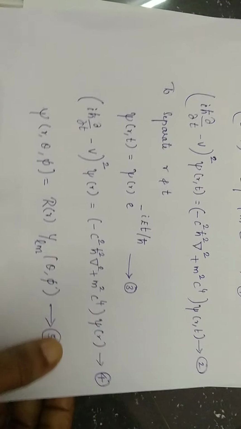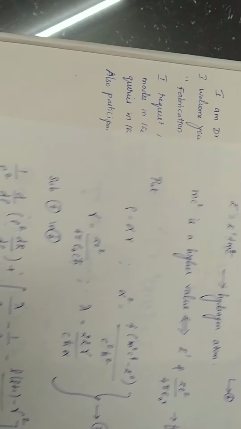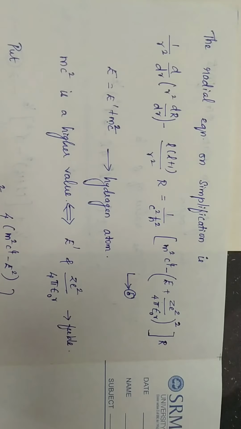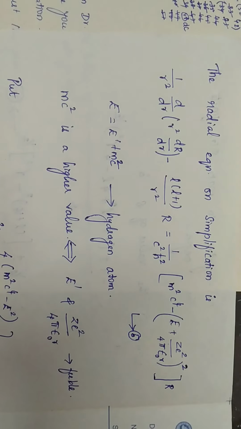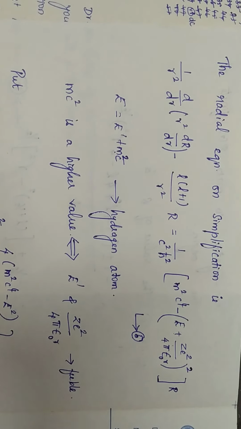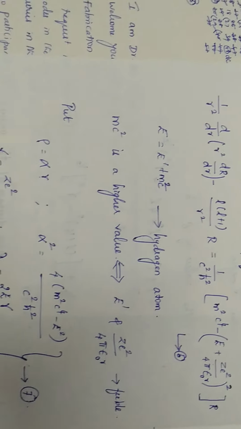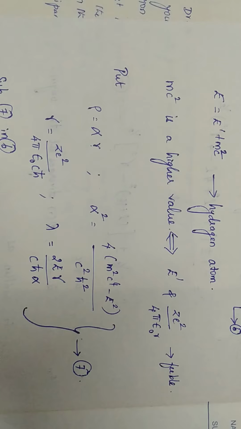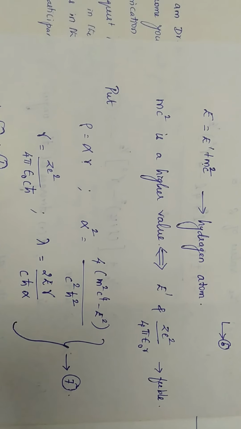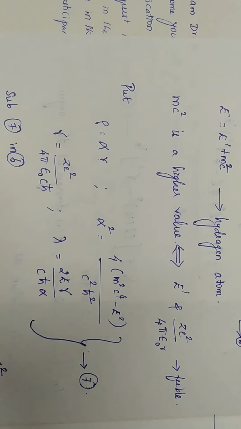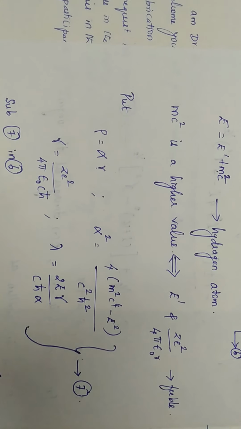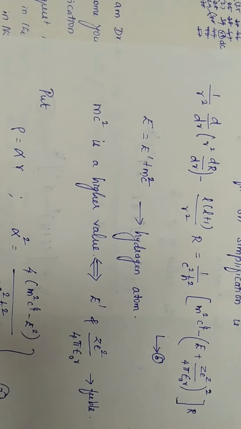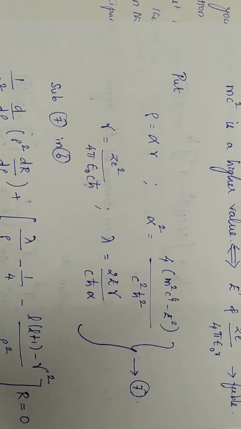Once the spherical polar coordinates came in, this is the equation, the radial equation. Then look here: in the energy value for the hydrogen atom, instead of E we brought in E dash plus mc square. The mc square, when you compare it with the other terms of energy, is a very feeble factor. So with mc square present, we neglected those terms and incorporated them into equation number 7.